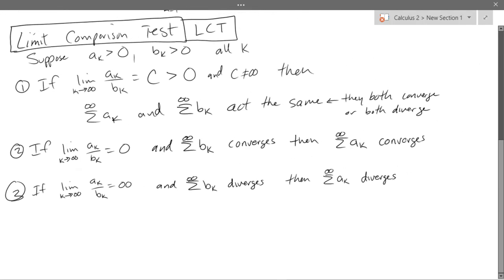So most of the time, if you pick a good b_k, your limit is going to be a number. And if you know your limit's a number, they both act the same. So you don't have to worry so much about all these details.